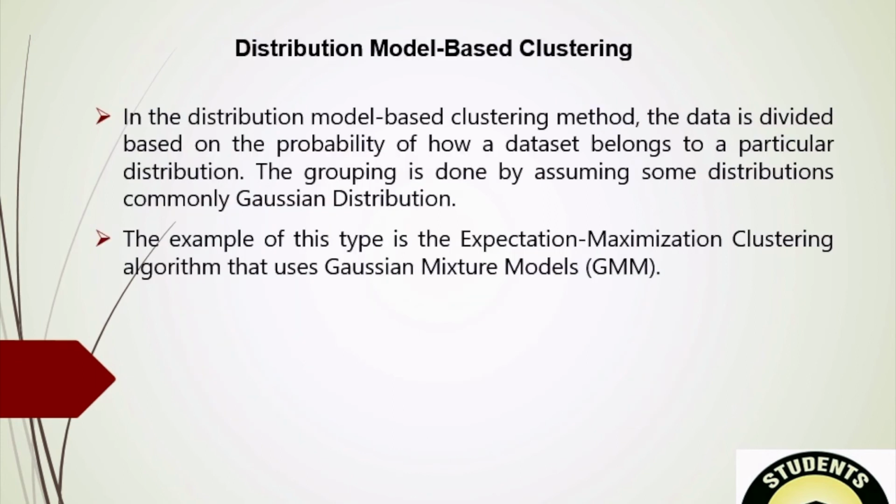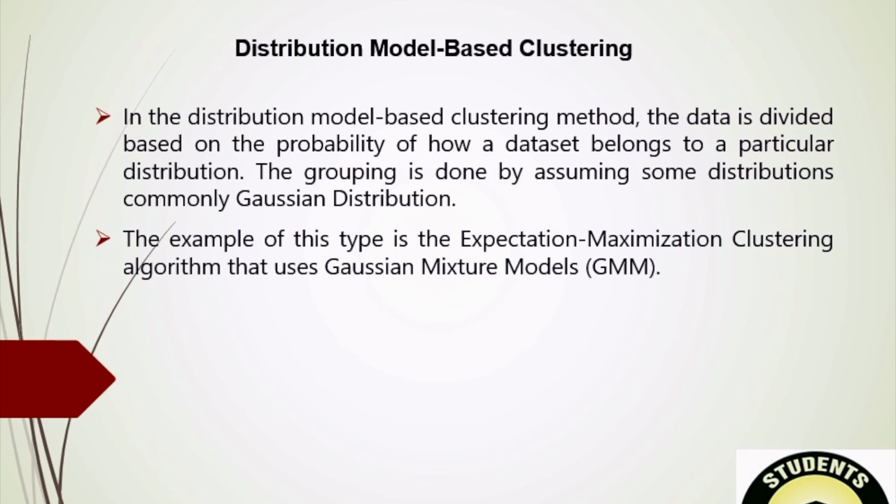And the third one is called distribution model-based clustering. In this technique, the data is divided based on probability. Probability means how a data set belongs to a particular distribution. Grouping is done by assuming a similar distribution, and a very common and popular technique is called Gaussian distributions.